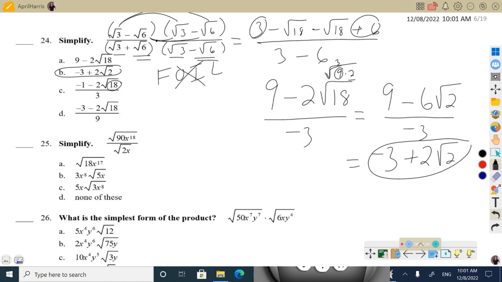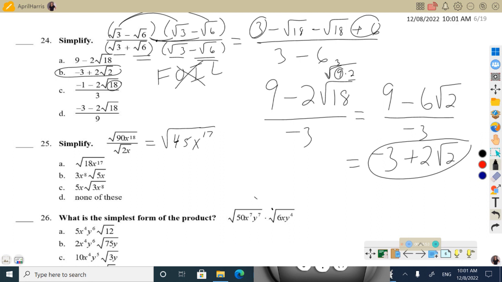Okay, 25. Square root of 90x to the 18th over square root of 2x. When you have a radical divided by a radical, you can just divide what's inside the radicals. So 90 divided by 2 is 45. That's weird. That's a 5. And x to the 18th divided by x is x to the 17th.